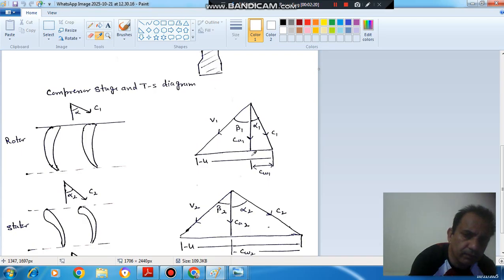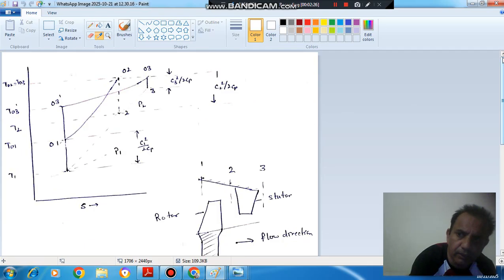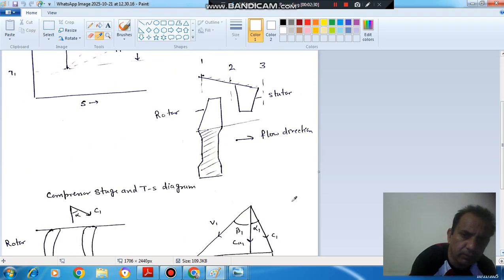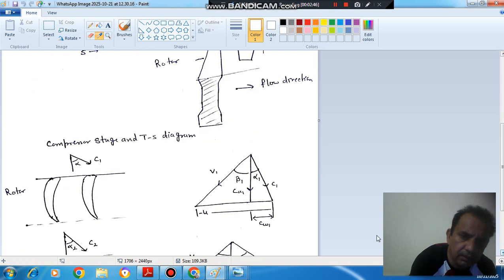And now we can take the mean diameter of the compressor, or mean diameter of the rotor. Here this is your axis, and this is the tip, and this is the root, and we take this mean radius or mean diameter and find the speed here. So that speed is U. So we are taking this U. Okay. So now this is C1, this is Ca1, this is Cw1.